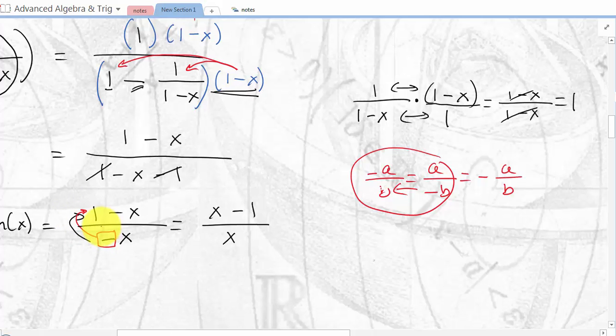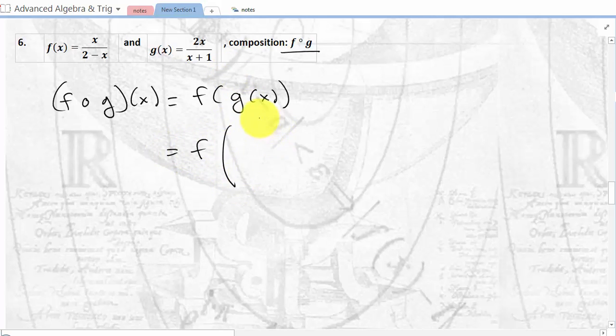Let me do the last one. I'm going to do number 6. You will do number 5, please. Okay? So here are two functions and I want f of g. So f of g of x is f of g of x right here. So you have to plug g of x inside f. So this is f of, what is g of x? 2x over x plus 1.